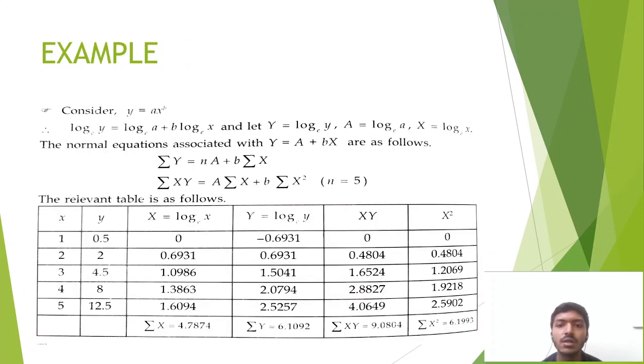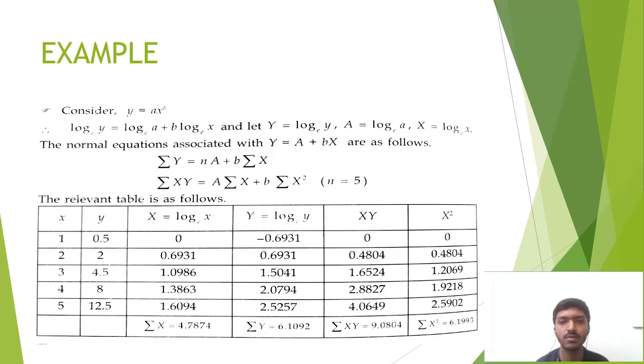Here, as we have seen earlier, we take log on both sides. So log y to the base e is equal to log a to the base e plus b log x to the base e. With unknown parameters, let Y = log y to the base e, A = log a to the base e, and X = log x to the base e. Now the normal equations are summation Y = nA + b summation X, and summation XY = A summation X + b summation X square. Here n is equal to 5.